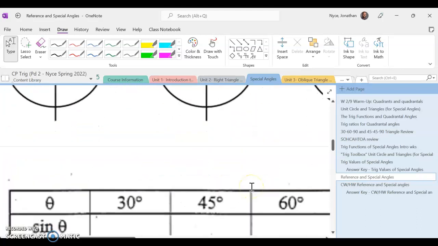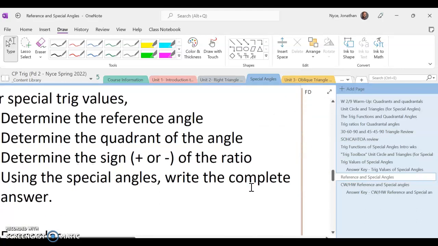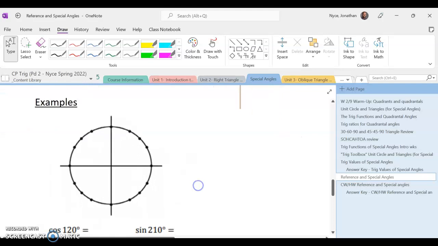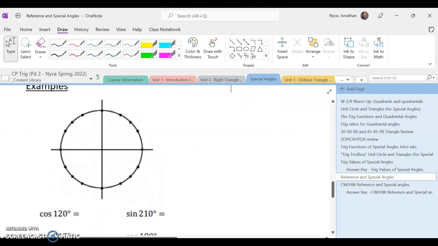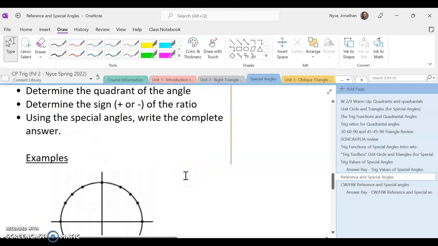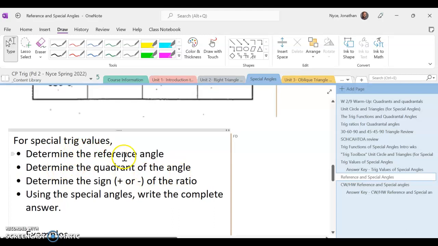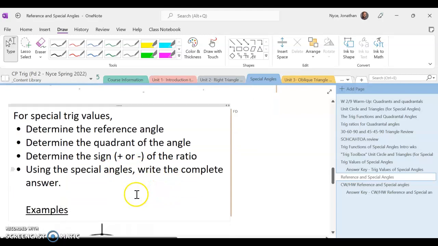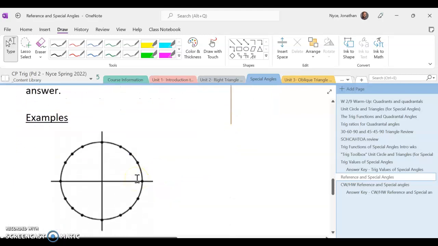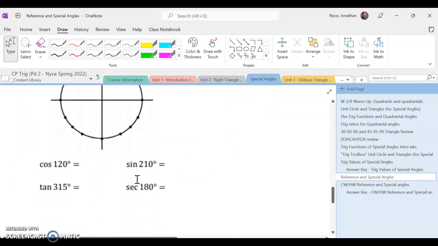So we can use those reference angles to find the sine, cosine, the 6 trig functions of angles other than 30, 45, and 60. There's basically 3 different steps we're going to be doing. Here are the steps. You want to find the reference angle, the quadrant, whether it's going to make that positive or negative, and then the ratio. The order here doesn't matter. So let me go through a couple examples here, and that'll be it.